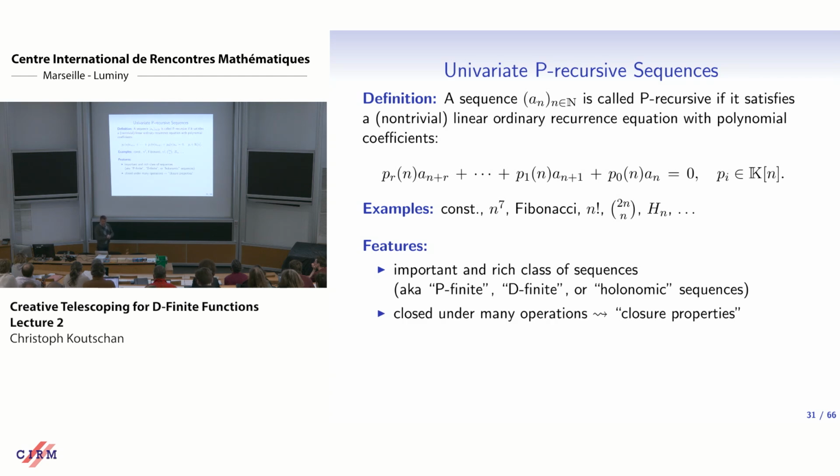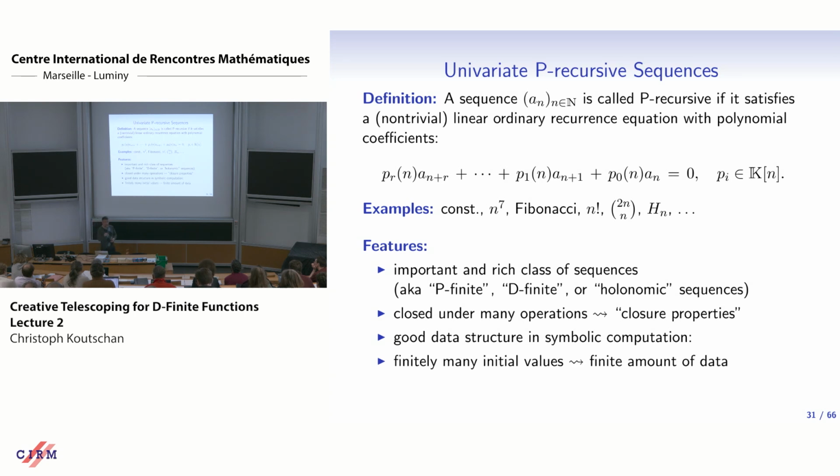Like for D-finite functions, we have many closure properties that I will show in a second. And again, it's a good data structure because we need only a finite amount of information to describe an infinite object, an infinite sequence, namely the recurrence and finitely many initial values. And again, everything can be executed algorithmically in the computer.